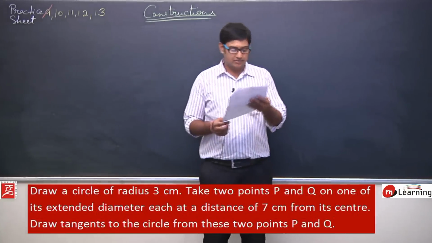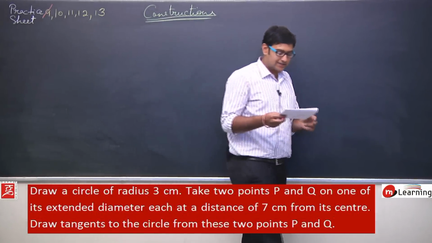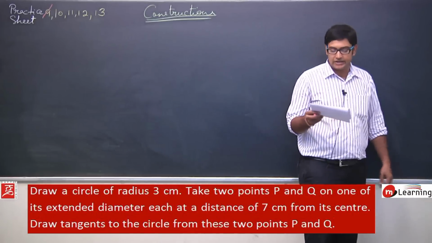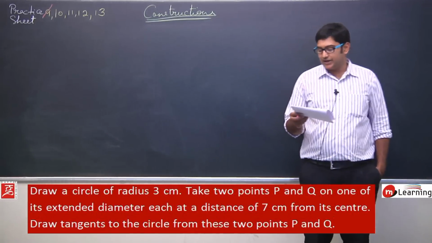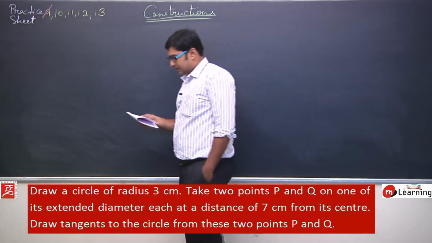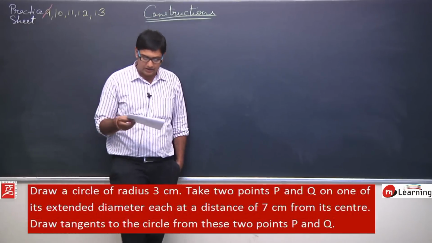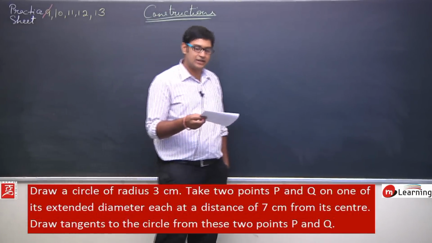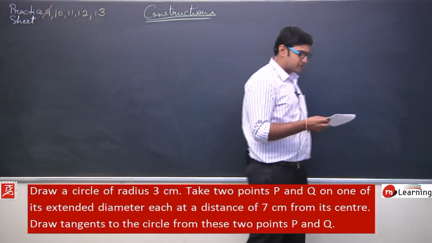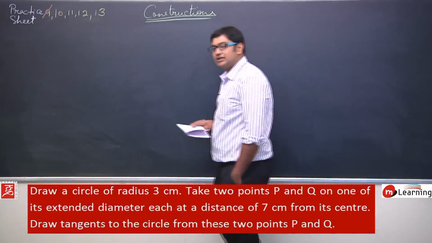Okay, let's see question number 10. It says draw a circle of radius 3 centimeters, take 2 points P and Q on one of its extended diameter, each at a distance of 7 centimeters from its center. Draw tangents to the circle from these 2 points P and Q. So try to understand this question.